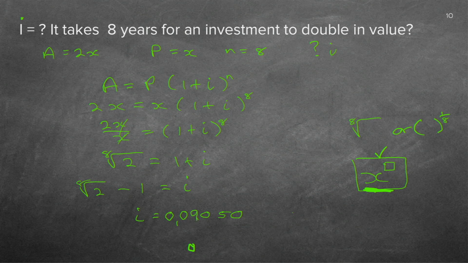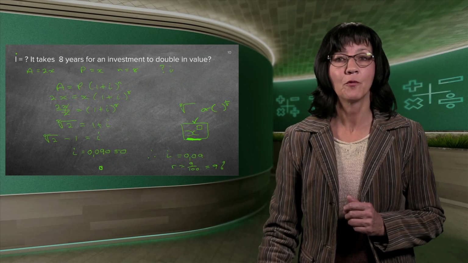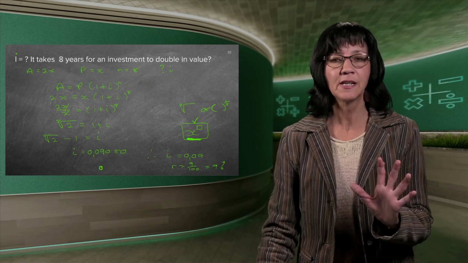0.09050. So if I now round it up, it will be I is equal to 0.09. But they want the interest rate, so they want you to answer them in proper English language so that I can understand what you say. So you'll just say R is equal to 9%. Or you can say 9%, because both mean exactly the same. Good. That is it for compound interest. Just as easy as simple interest.